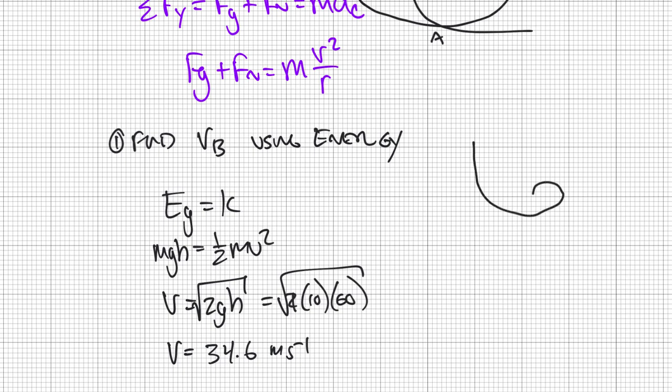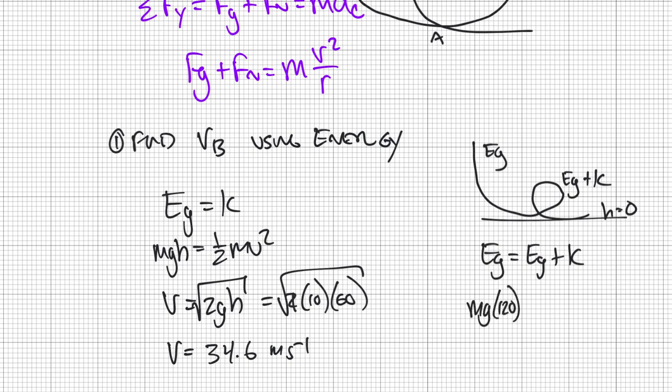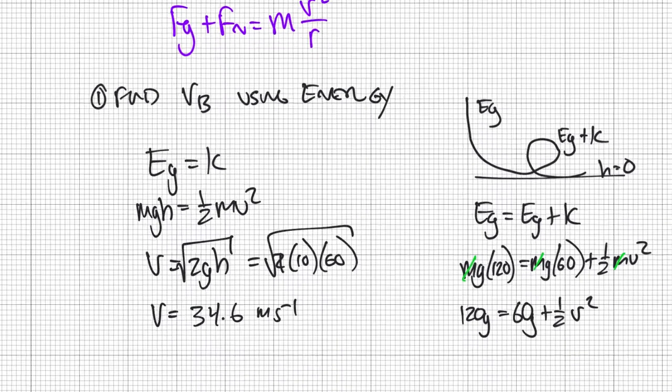Now, if you had chosen to draw this here, and you said this was my height equals 0 there, you'd have gravitational plus kinetic, and you'd have EG equals EG plus kinetic: mg 120 equals mg 60 plus 1/2 mv squared. We still get all of our m's to go away. And we would simply have 120g equals 60g plus 1/2 v squared.